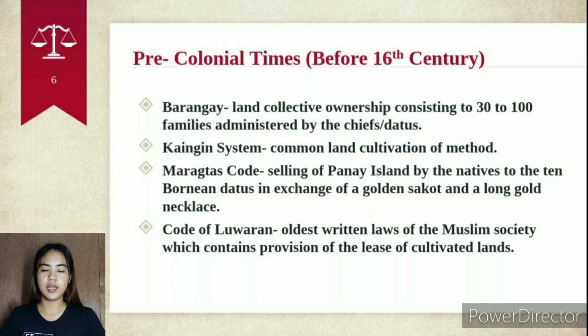Next is the kaingin system or the common land cultivation method, meaning this system is about how we convert untouched land into agricultural land, since agrarian reform also means that land is being used for agricultural purposes. During the pre-colonial period, they have two documents that show how land was used during those times. First is the Maragtas Code that tells us about the selling of Panay Island by the natives to the 10 Bornean datus in exchange for a golden salakot and a long gold necklace. And second is the Code of Kalantiaw, or the oldest written laws of the Muslim society, which contains the provision of lease of cultivated lands.